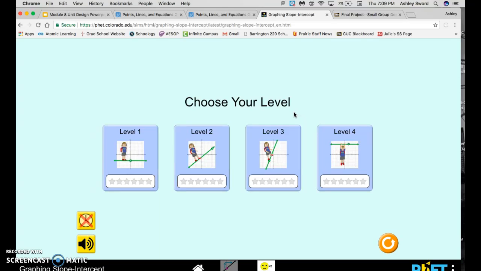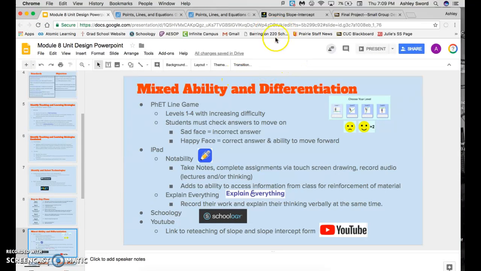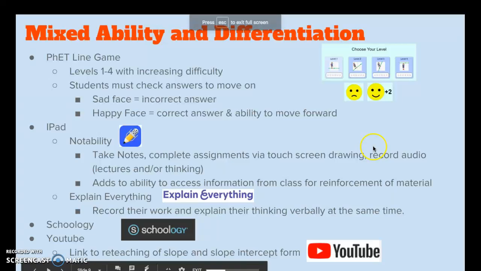The lowest level asks students to graph the line given the equation or identify one part of the line, such as the y-intercept. For students in need of enrichment, level 4 requires students to identify all parts of a linear equation based on the given graph. This level is for students almost ready to graph on their own without the use of the simulation.